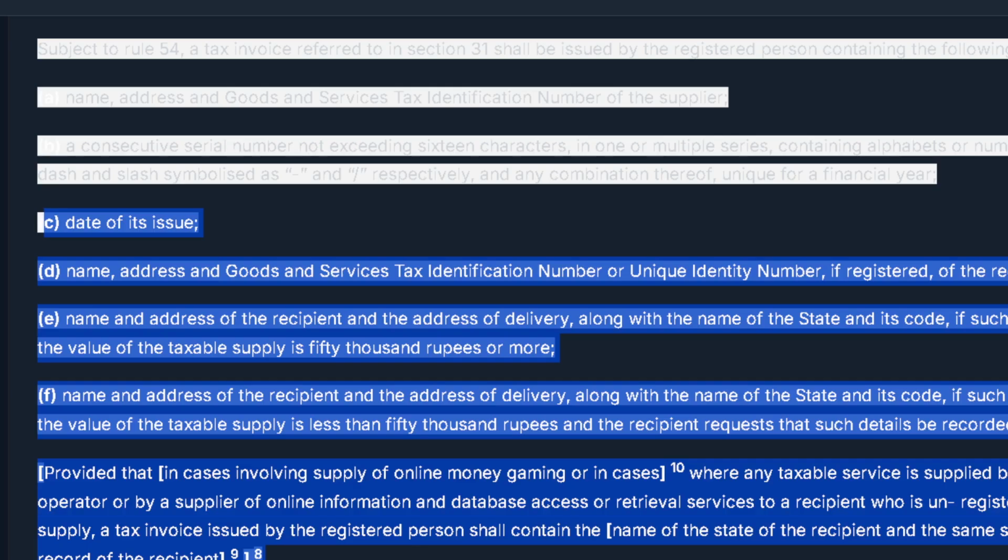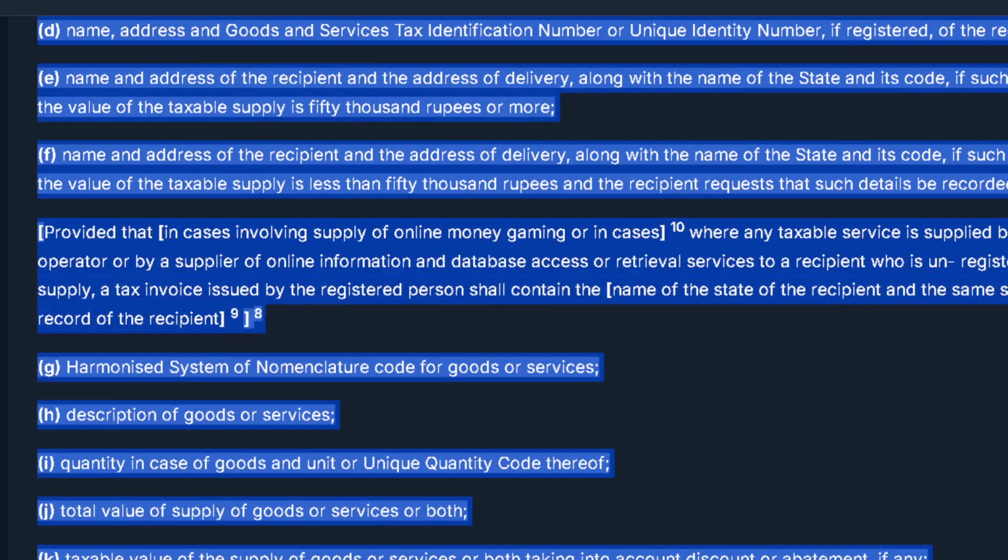provided that in case of supply of online money gaming, or in cases where any taxable supply is supplied by or through an electronic commerce operator, or by a supplier of online information and database access or retrieval services, to a recipient who is unregistered, irrespective of the value of such supply, a tax invoice issued by the registered person shall contain the name of the state of the recipient and the same shall be deemed to be the address on record of the recipient.